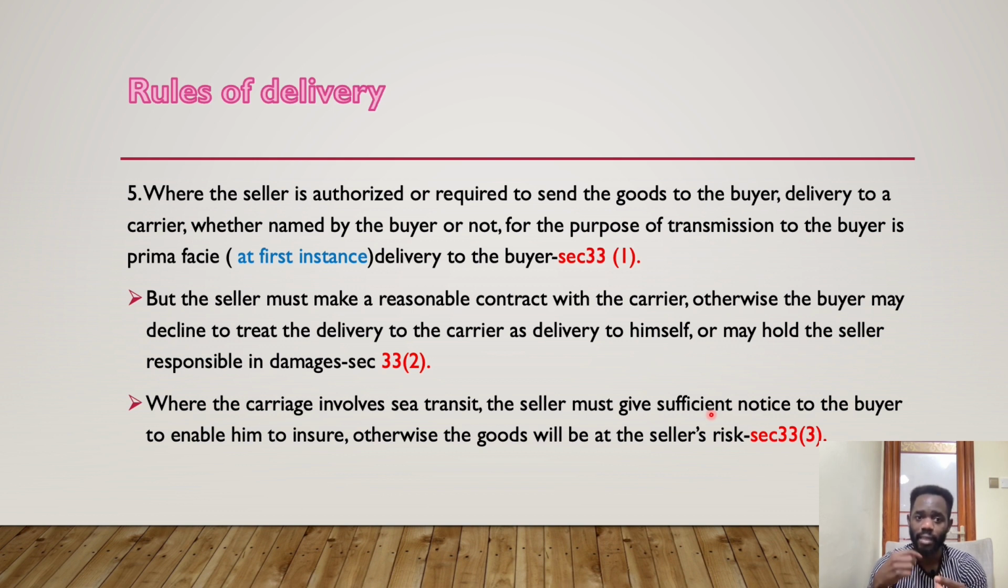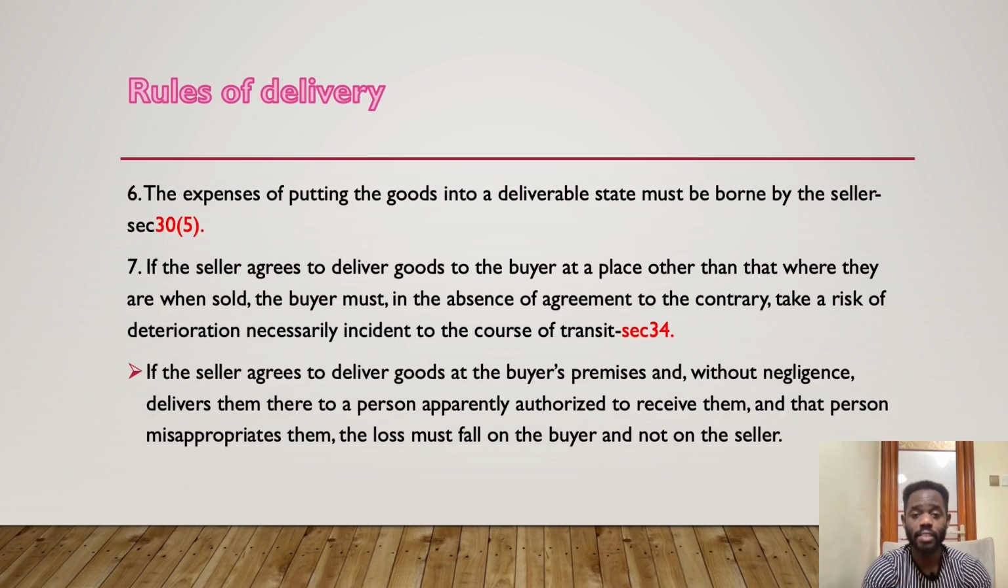And just again, to remind you that in the event that parties to a sale of goods contract do not agree or do not have any stipulations as to how delivery of goods will be done, then the rules set out in the Sale of Goods Act will be used to resolve such a dispute. When it comes to the sixth rule of delivery, the expense of putting goods into a deliverable state is borne by the seller.